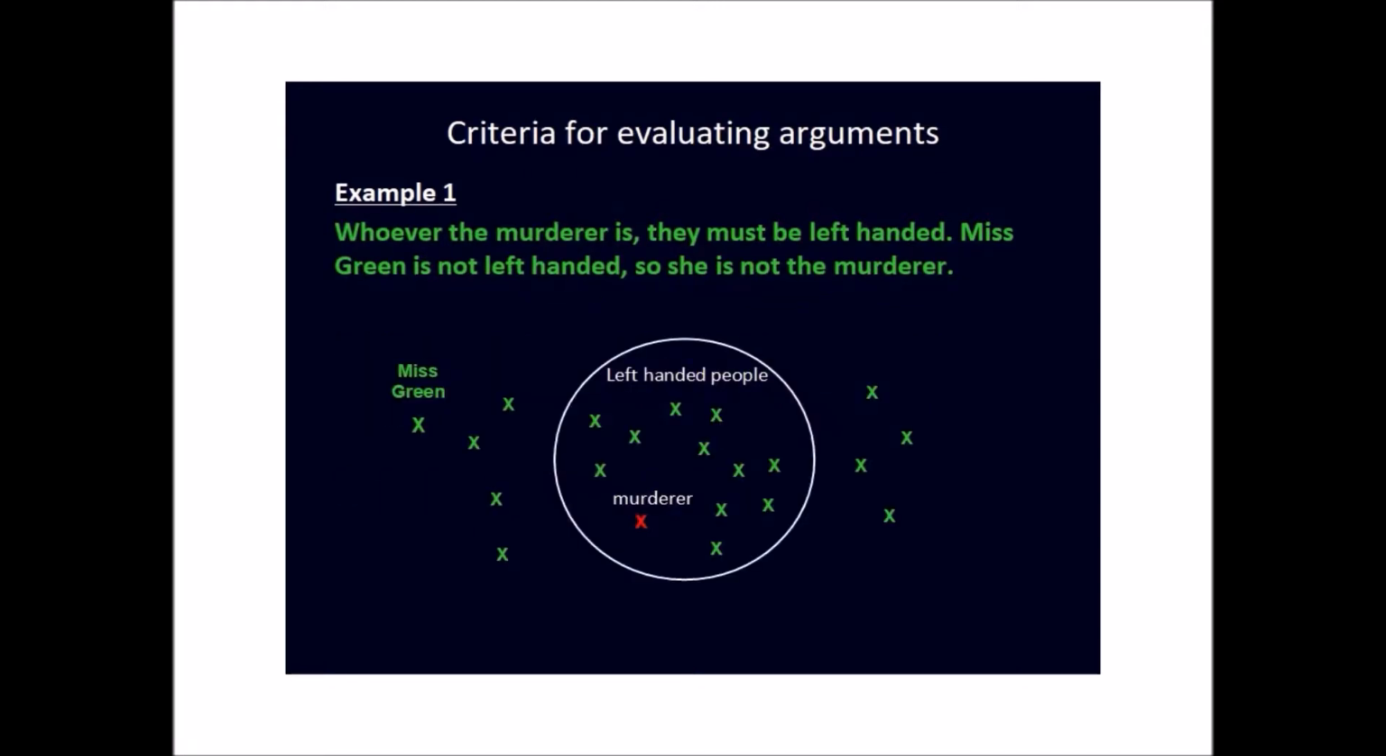If that's not clear, then have a look at this little diagram which represents the information in the premises. The first premise tells us that the murderer is one of the left-handed people. Here are all the left-handed people inside this circle, and we know the murderer is one of them.